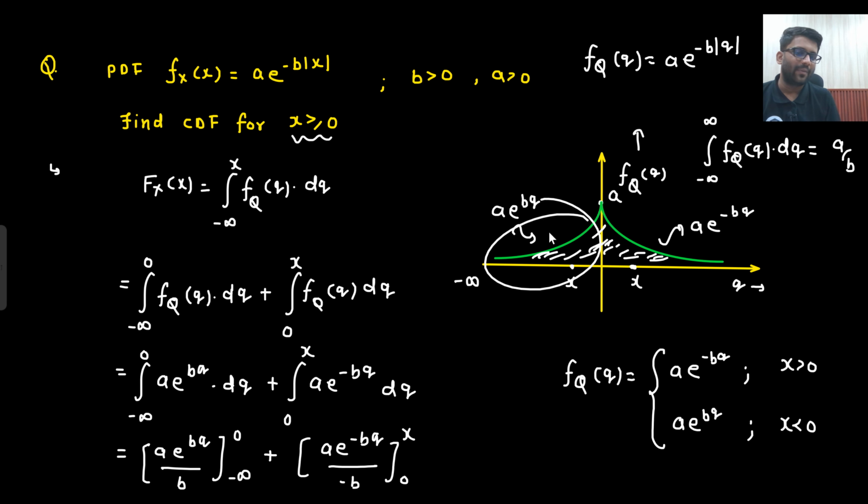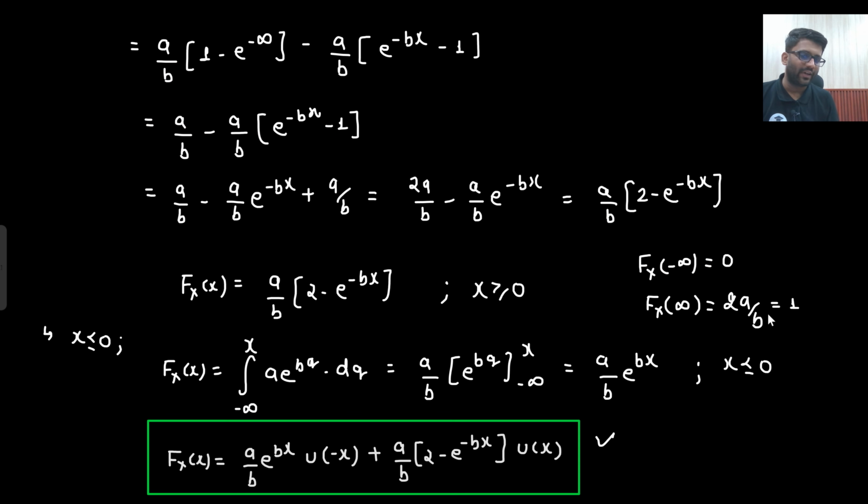But the same thing will be happening towards the negative side as well. So your answer will be 2a by b. And that should be equal to 1. So 2a by b should be equal to 1.